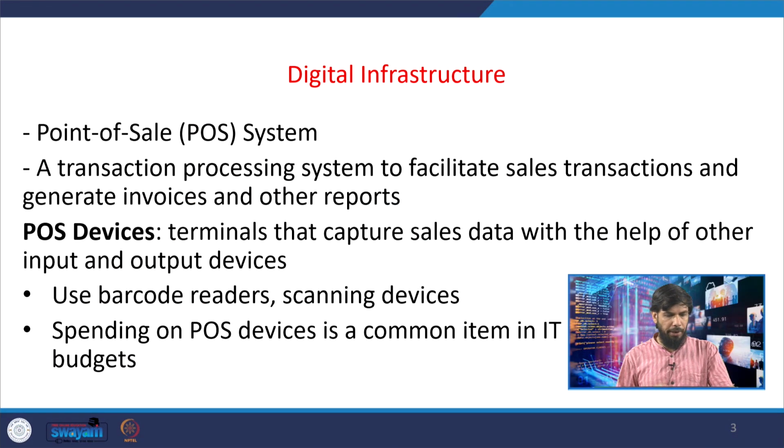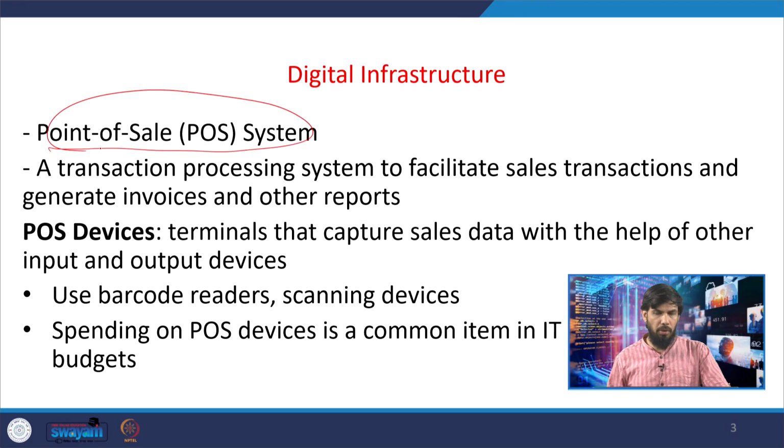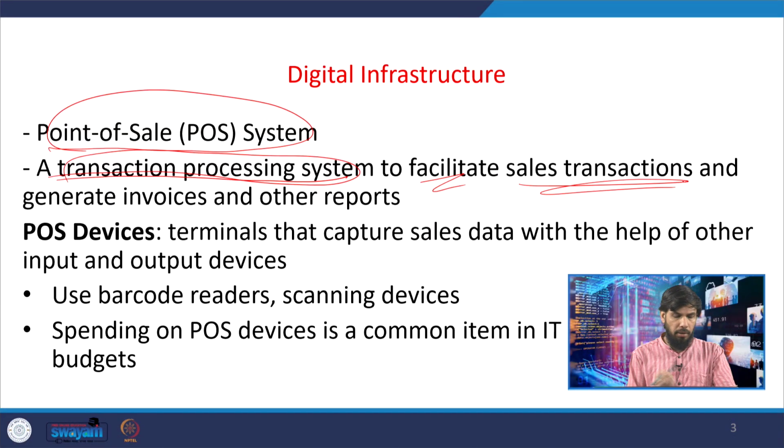Moving on, next is the point of sale system. What is a point of sale system about? This is another example of an information system. It is a transaction processing system. We have talked about that in the first module, that is, fundamentals of information systems. So, it is a transaction processing system to facilitate sales transactions and obviously generate invoices and other reports that might be relevant. We touched upon this a little bit in our introductory module.